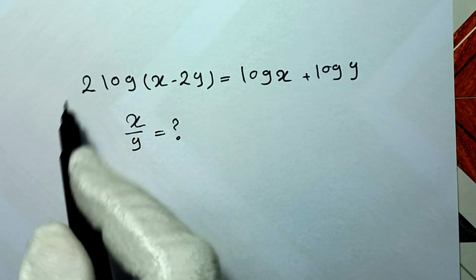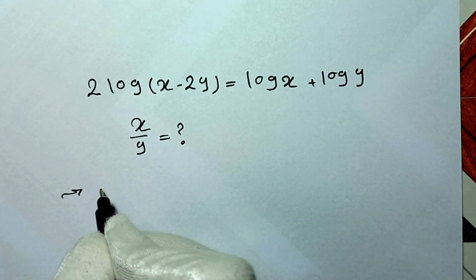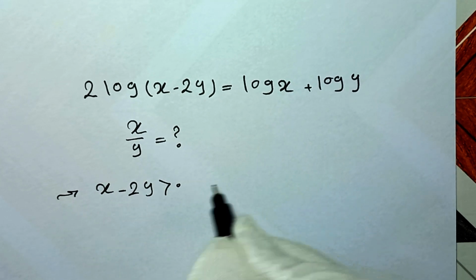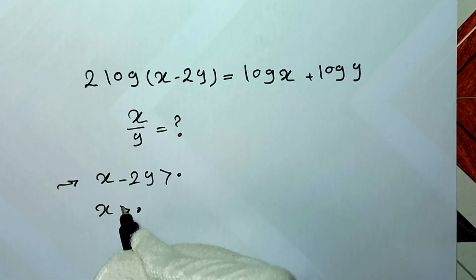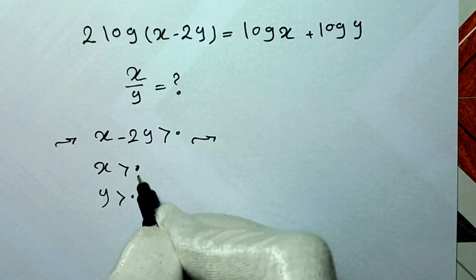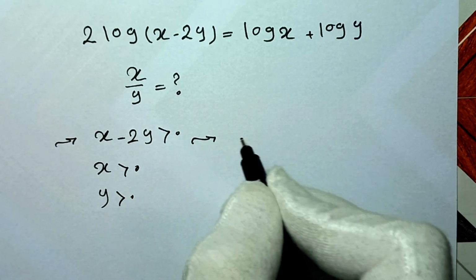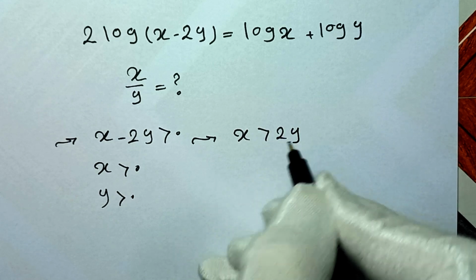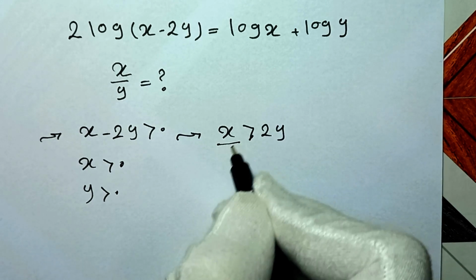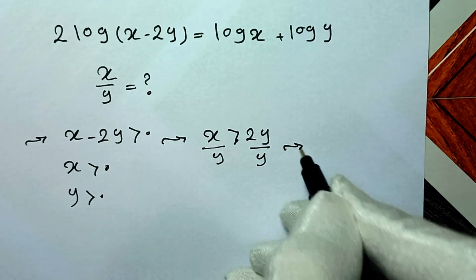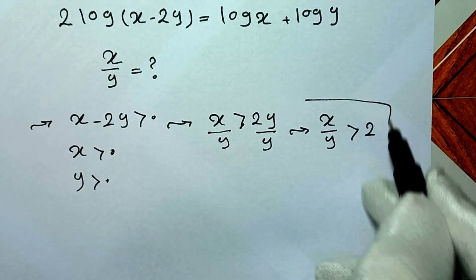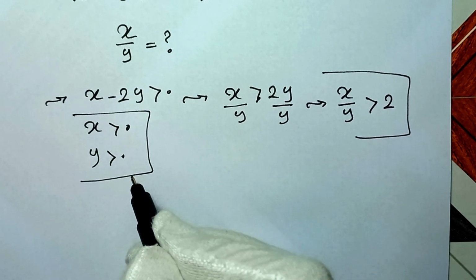In the first step, from the log condition, x minus 2y should be positive. Also x should be positive, and y should be positive, right? If we take 2y to this side, x should be greater than 2y. If we divide both sides by y, x over y should be greater than 2. So these are the problem conditions.